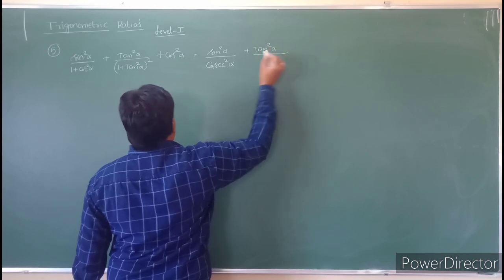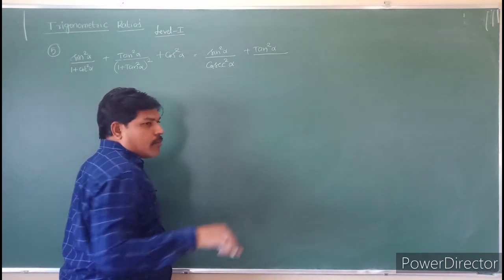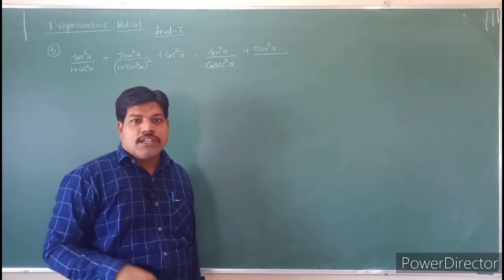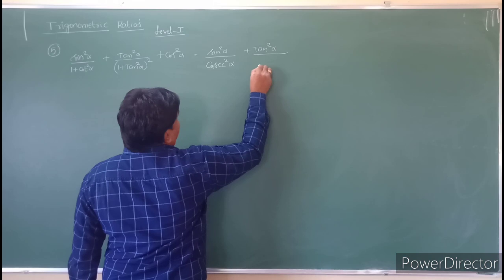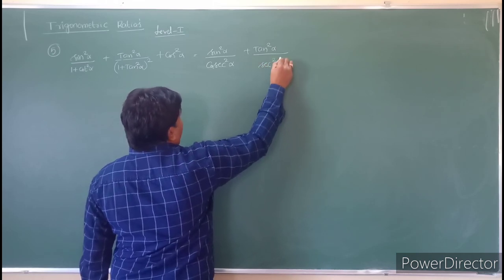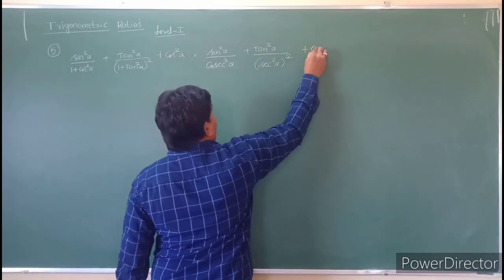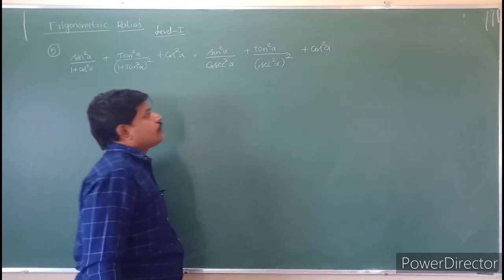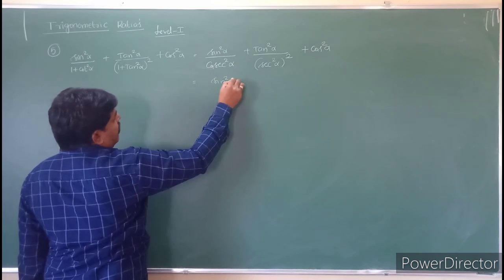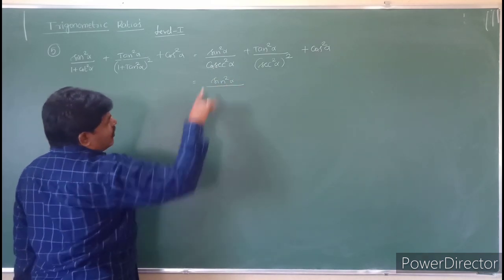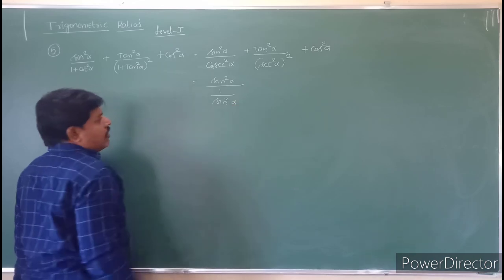Plus tan square alpha by 1 plus tan square. What is the 1 plus tan square? Already we know the formula, secant square theta minus tan square theta is equal to 1. Secant square theta is equal to 1 plus tan square theta, yes or no? So here this 1 plus tan square will become secant square alpha, and whole square is there, secant square alpha whole square, plus cos square alpha. So that is equal to sin square alpha by, what is this cosecant square? Cosecant square is nothing but 1 by sin square alpha.